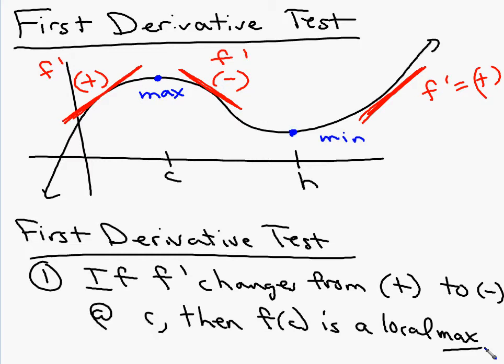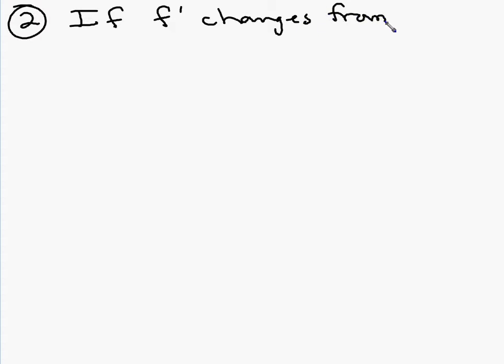All right? Kind of like what we said about velocity, right? Okay, same kind of idea. So that's statement number one. Let's get statement number two. I think you know what statement number two says. If f prime changes from negative to positive at c, then f of c is a min, or a minimum.